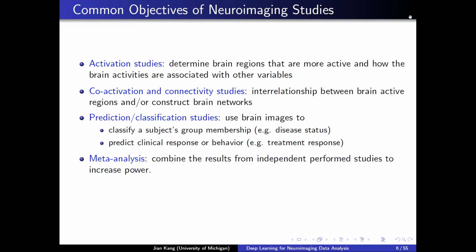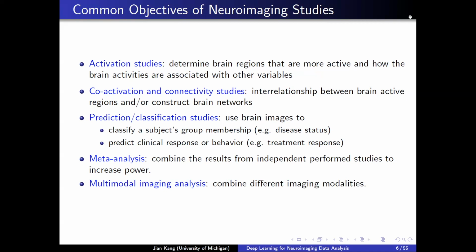And there are statistical problems in meta-analysis. I think a lot of experiments are done at different institutes. They target the same problem, but usually they don't have very large funding, so they only collect samples of 20 to 100 subjects doing the same imaging studies. Then how to combine the results from the independently performed studies is meta-analysis, and this is also an interesting statistical topic.